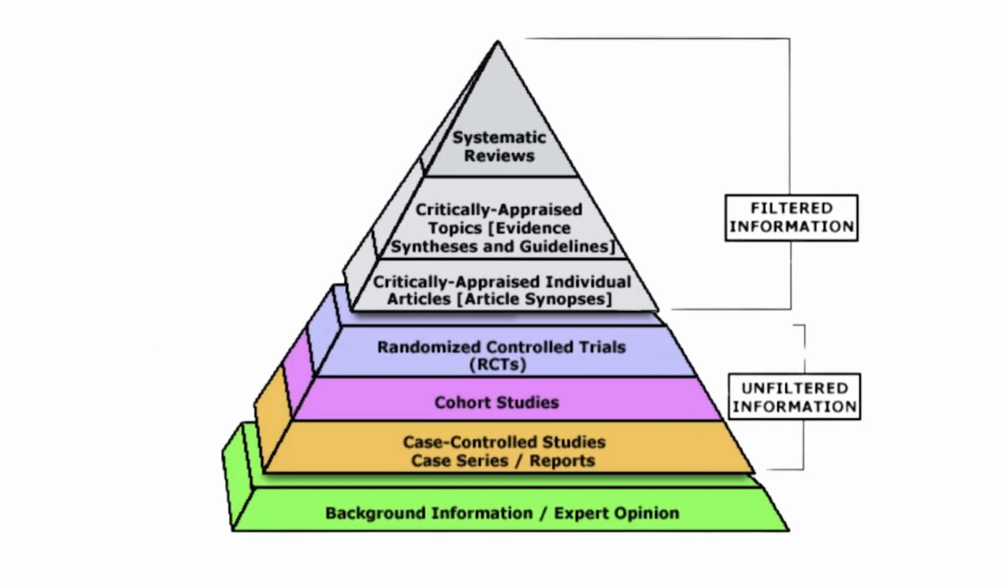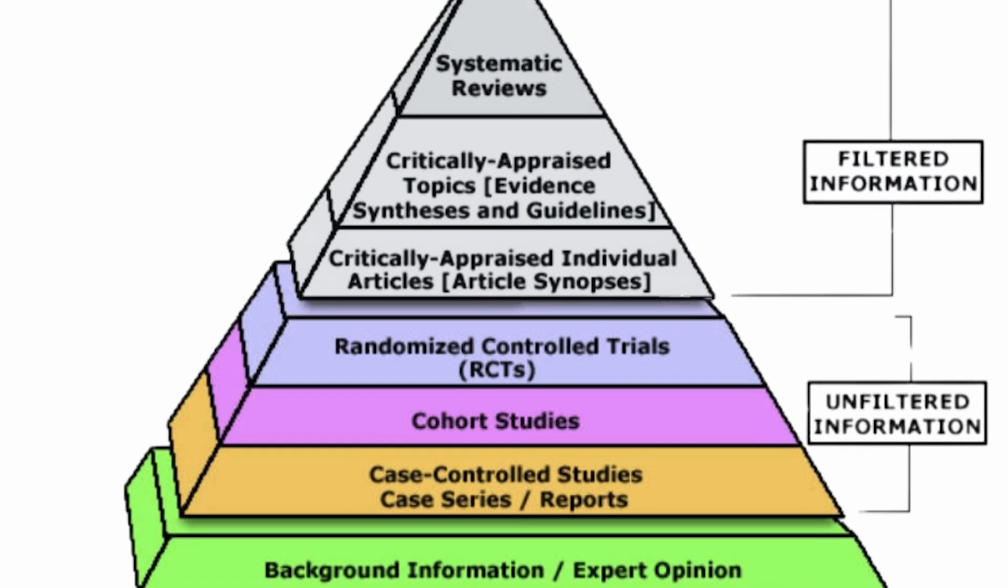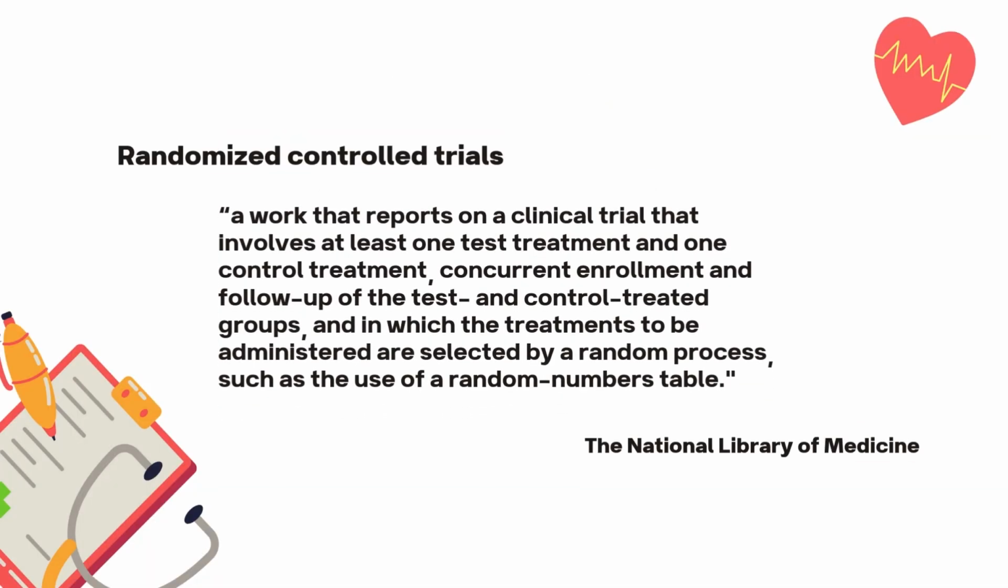At the very top of the unfiltered information section of the evidence pyramid is randomized controlled trials. According to the National Library of Medicine, randomized controlled trials are a work that reports on a clinical trial that involves at least one test treatment and one control treatment, concurrent enrollment and follow-up of the test and control treated groups, and in which the treatments to be administered are selected by a random process, such as the use of a random numbers table.